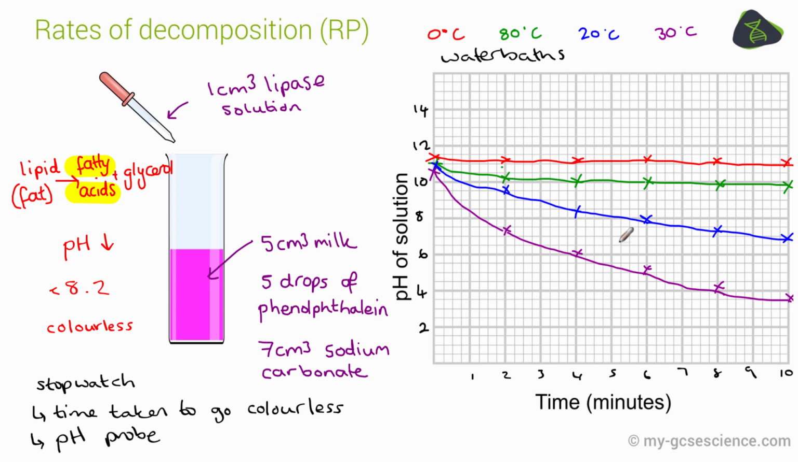However, at 30 degrees C, which is closer to the kind of optimum temperatures that most enzymes operate in, you can see that the breakdown was quite rapid, and actually within 1 minute enough of the lipid would have broken down into enough fatty acids to have reduced the pH of the solution to one that would allow the phenolphthalein to change colour or go colourless. So this is much more rapid.